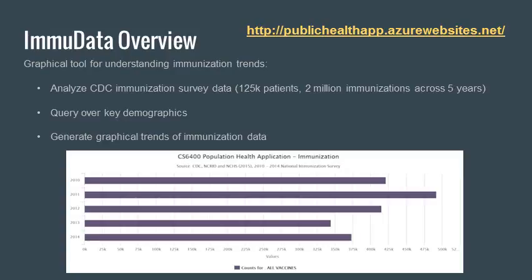Immudata Overview. Immudata is the name of our public health population health application. It is a graphical tool for tracking immunization trends over time. It analyzes CDC data from the last 5 years. It also allows the user to query based on demographic data, such as income level, race, and marital status of the child's mother. After running the query, Immudata generates a graph like the one seen here. To see the app in action, please click on the link provided.